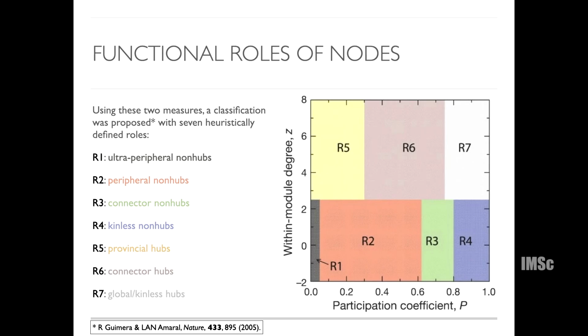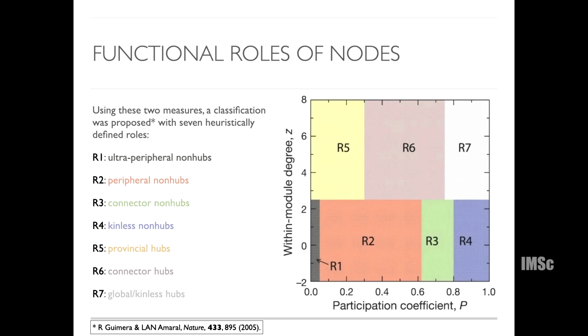Then a little bit higher, you get what are called peripheral nodes. So they mostly stick to their own module, but they might have a bit of communication outside. These are connector non-hubs, so they do now play an active role in communicating. And now these are kind of outliers. So these are called kinless non-hubs. So it's like they don't really have any preference of connecting to their module versus connecting to other modules, right?